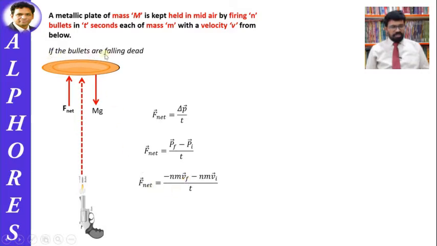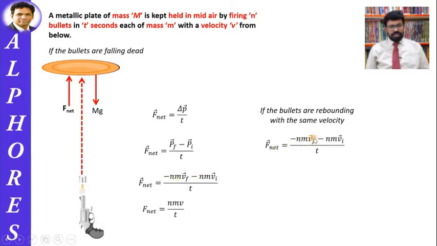And here we are talking about the first possible case. If the bullets are falling dead, in the sense that after striking the plate the bullet's velocity becomes zero, so final velocity is zero, this term vanishes, and you will be left with only nmvi by t. If you consider only magnitude, the net force acting on the plate will be equal to nmv by t. That's how you can write. If the bullets are rebounding with the same velocity, then what happens? This equation will be written here, and finally, F net is equal to 2nmv by t.